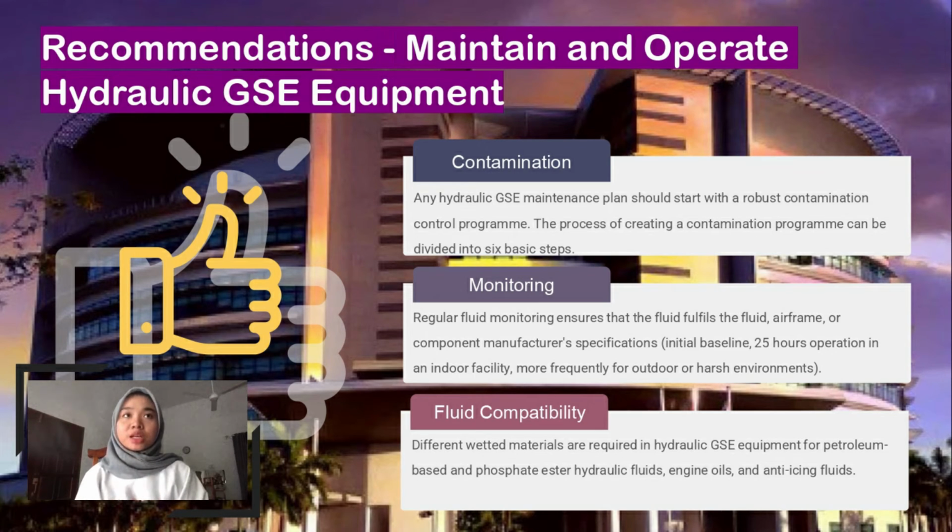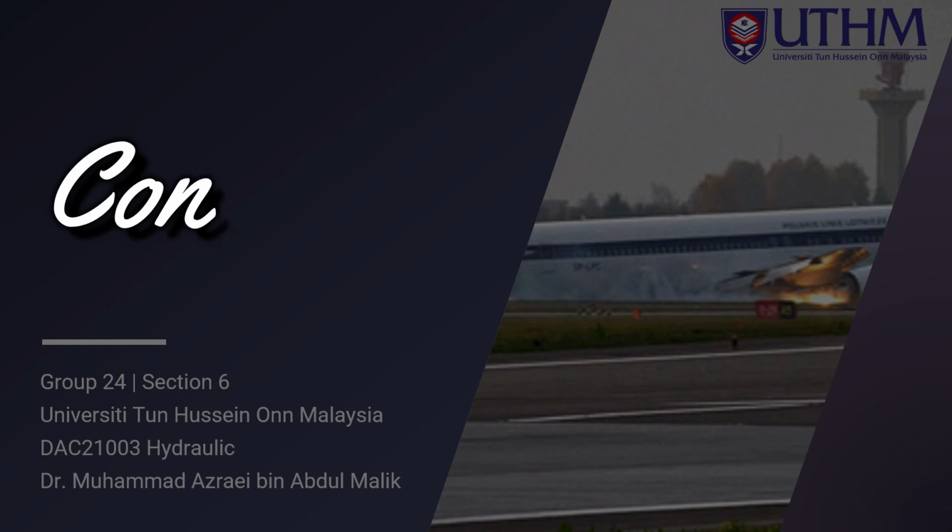The second recommendation is how to maintain and operate GSE equipment. The first one is contamination. Any hydraulic GSE maintenance plan should start with a robust contamination control program. The second one is monitoring. Regular fluid monitoring ensures that the fluid fulfills its specification. And the last one is fluid compatibility. Different wetted materials are required in hydraulic GSE equipment for petroleum-based and phosphate ester hydraulic fluids.